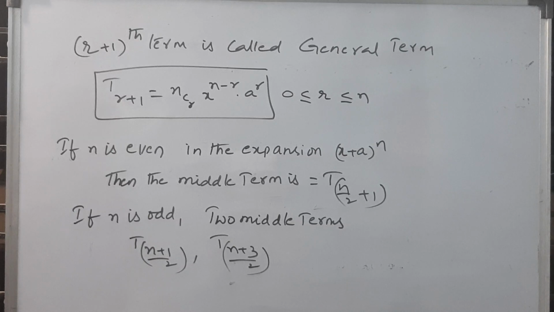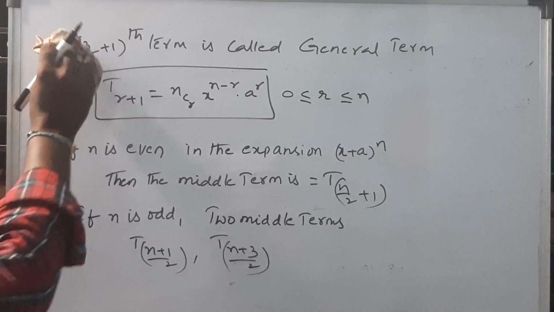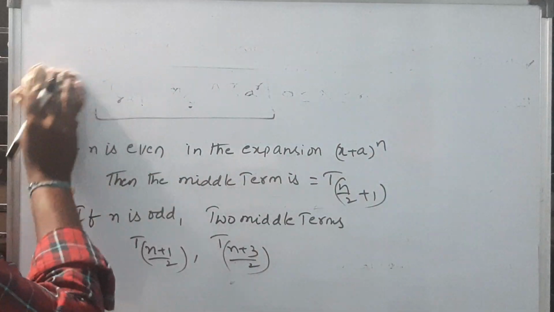If n is even, only one middle term comes, that is T(n/2 + 1). If n is odd, two middle terms come. The first one is T((n + 1)/2) and the second one is T((n + 3)/2). Okay, this is about binomial expansion.